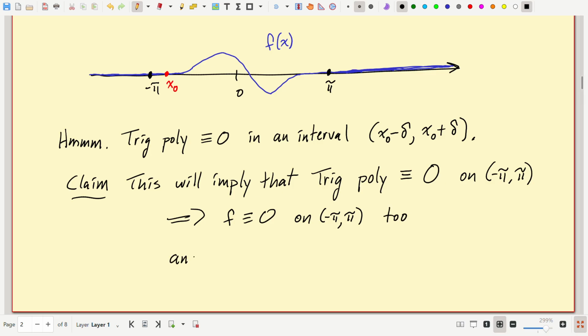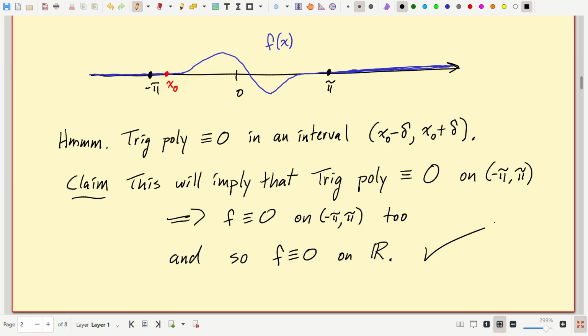And so f is identically 0 on R. And that's what we wanted to see: that the only way we could get the Fourier transform to have compact support would be if f was identically 0. So that will be the end of it.